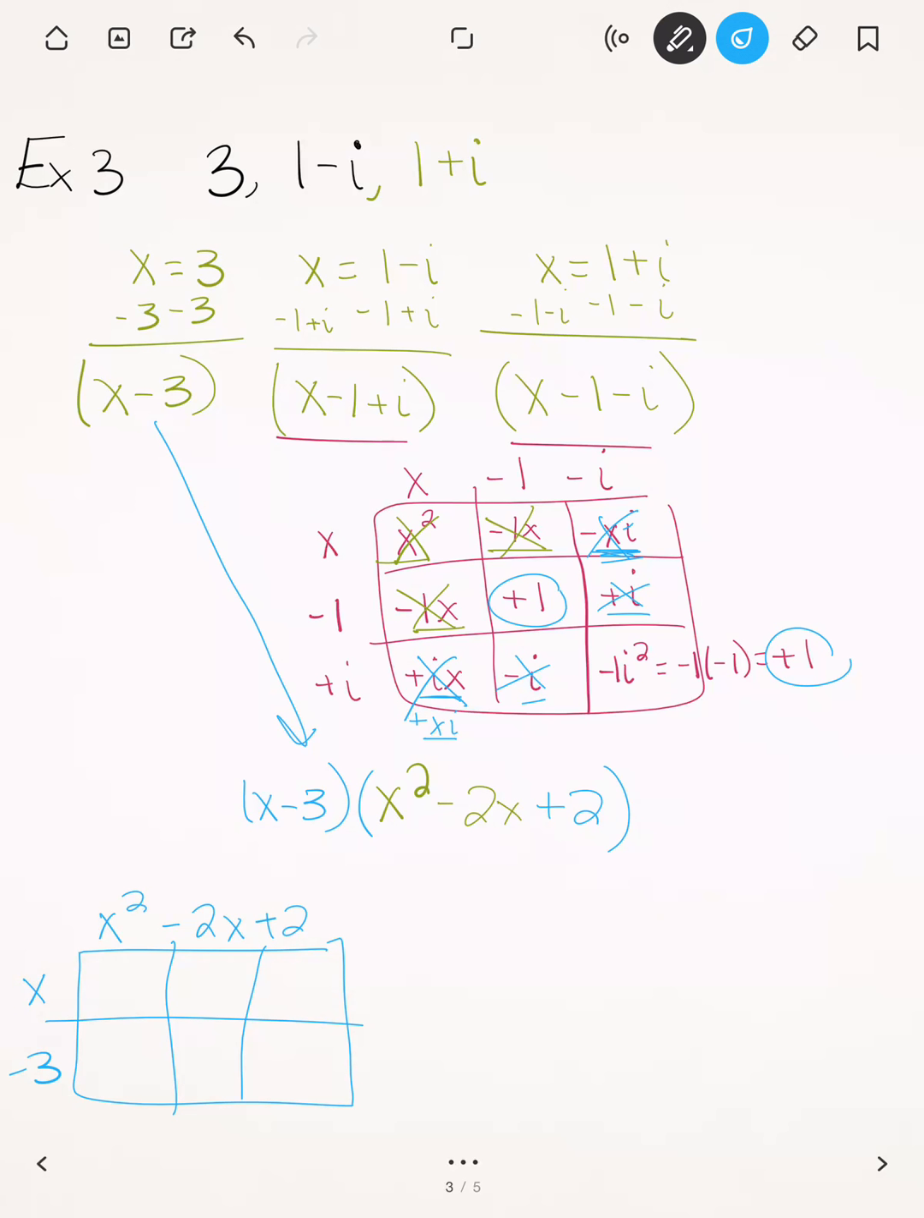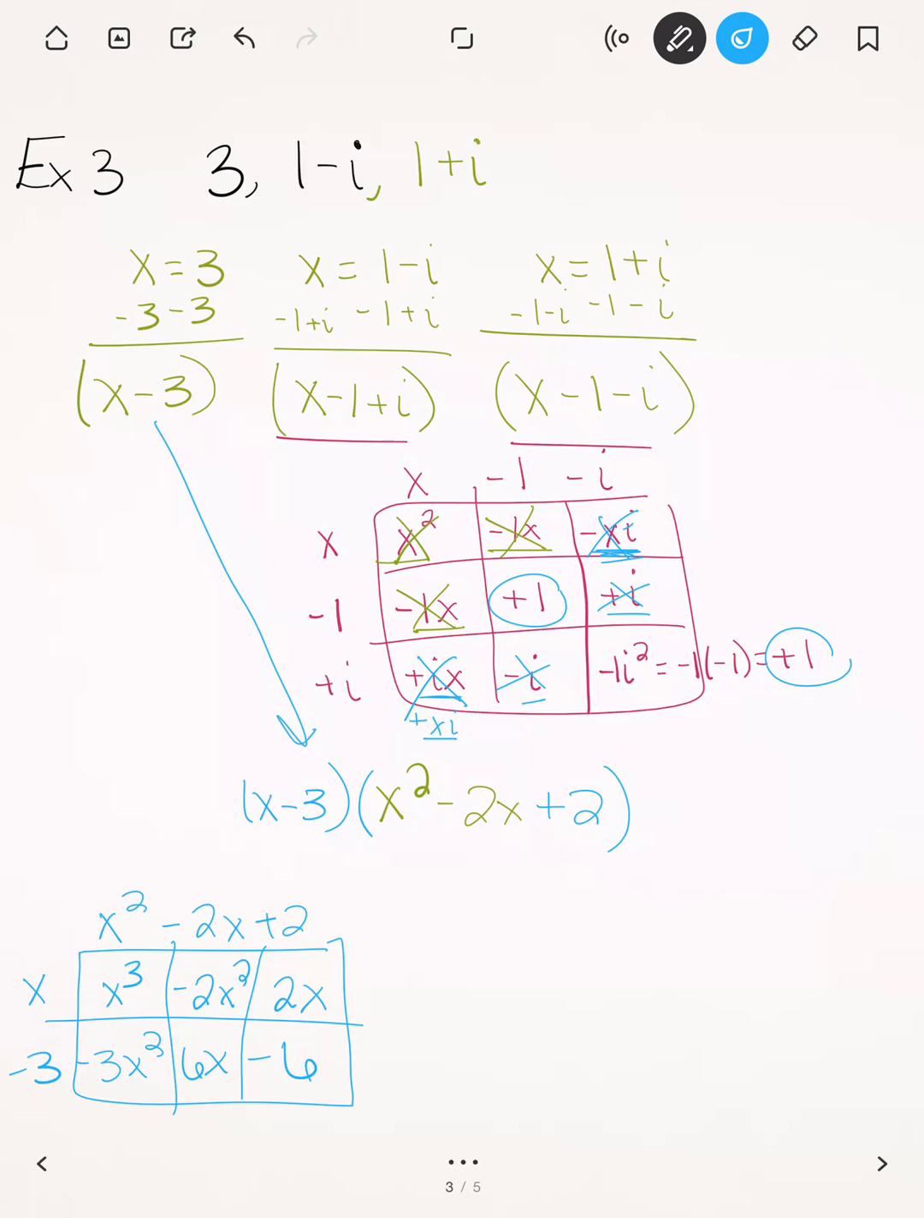So here we go. x times x squared is x cubed. x times a -2x is a -2x squared. x times 2 is 2x. -3 times x squared is a -3x squared. -3 times a -2x is a positive 6x. -3 times a positive 2 is -6.